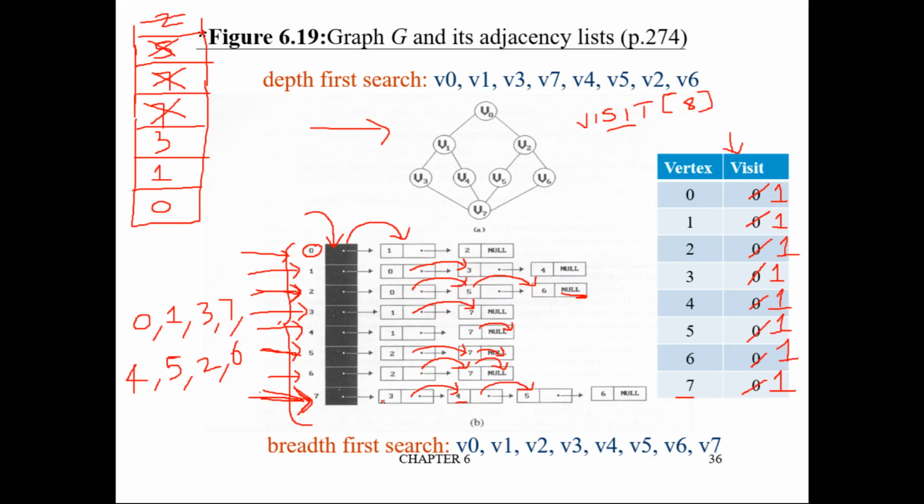Again, from 7 it is pointing to 3. Is 3 visited? Yes. Go next. 4 is visited. Yes. Go next. 5 is visited. Yes. Go next. 6 is visited. Yes. Go next. Null. Again null means what? Pop. Now when you pop, 3 will come out, so go to 3. From 3 there is 1. Is 1 visited? Yes. Go next. 7. Is 7 visited? Yes. Go next. Null.